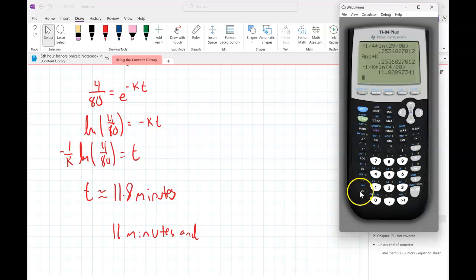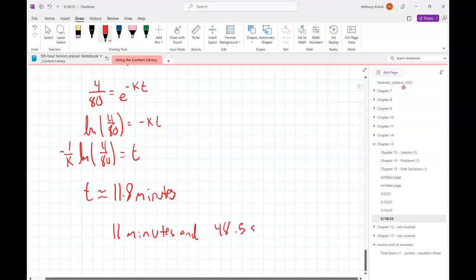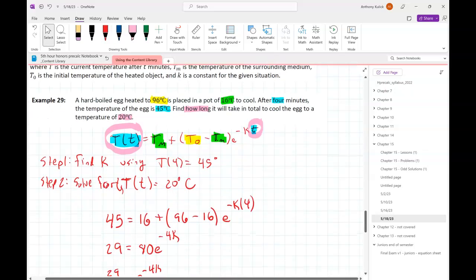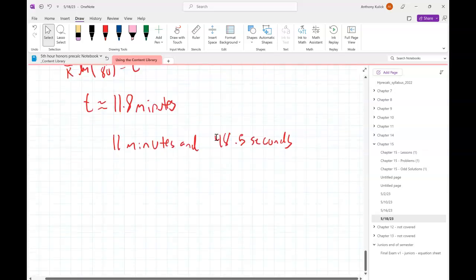How would I find how much is 0.8 of a minute? Dude, I just multiply it by 60. Don't overthink it. So 48 seconds, or 11 minutes and like 48.5 seconds. Just depends on what the question was asking for. I think this one just said how long, so 11.8 minutes would be definitely appropriate. But if it asked for like minutes and seconds or something, you know, just depends on what the question asked for.